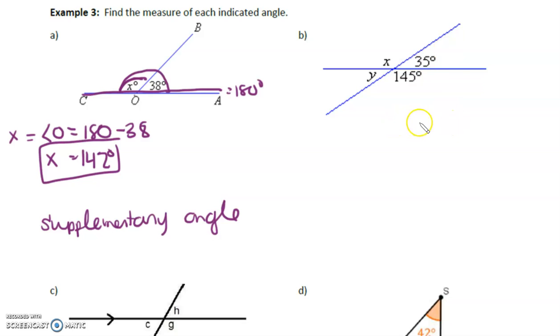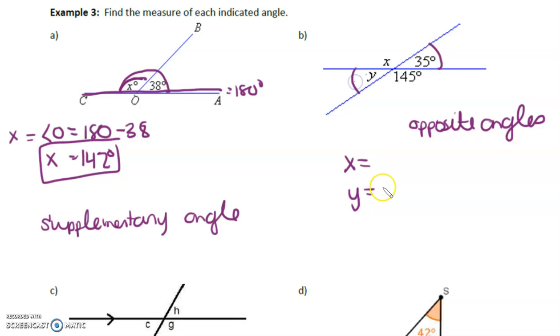Okay, in B, we're going to use opposite angles. A little bit easier to see and not a lot of work. So this is 35, so opposite 35 is y. This is also 35. Now this is 145. Opposite is x. This is 145.